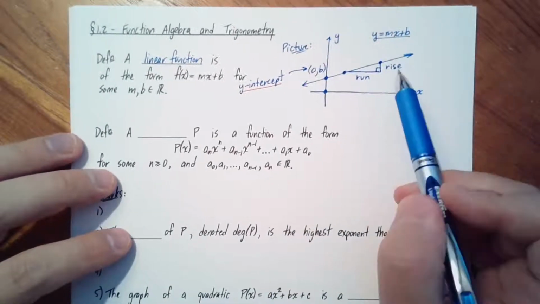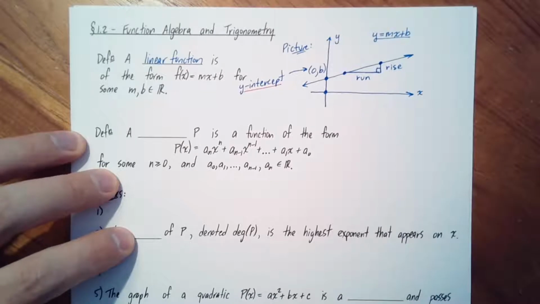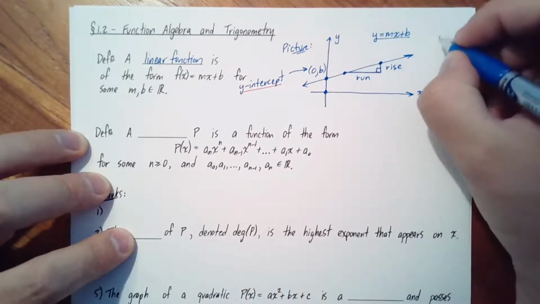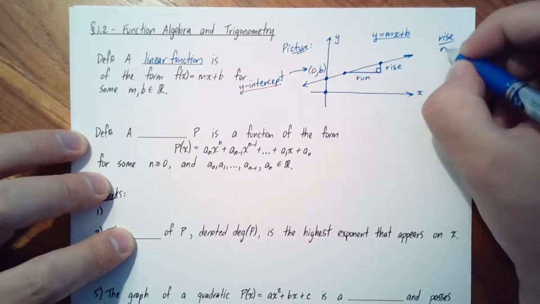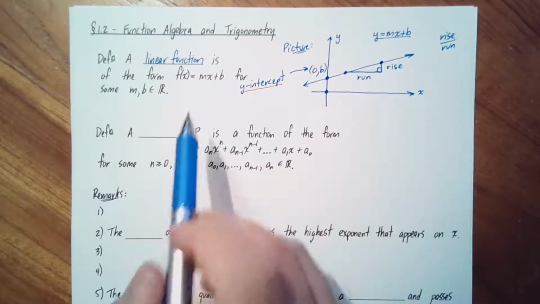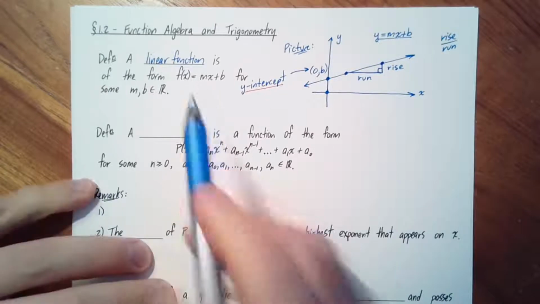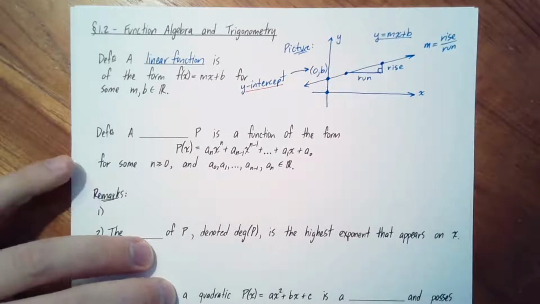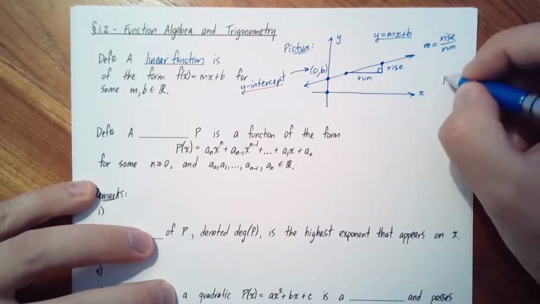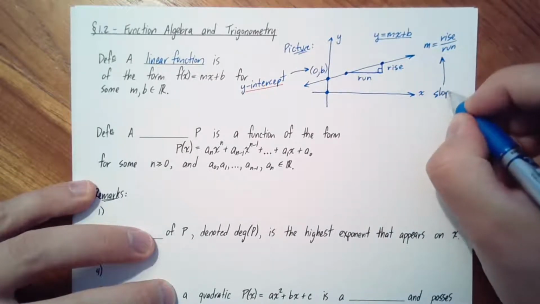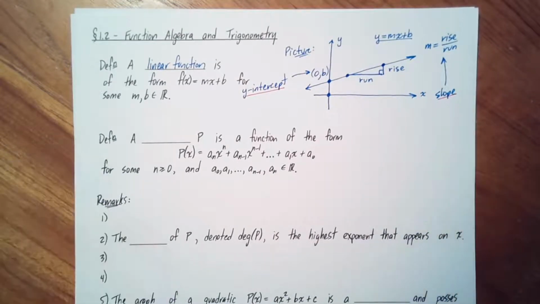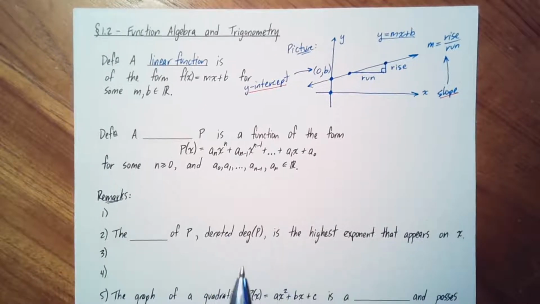I can consider the ratio of the rise divided by the run. And if I do that, let's do this right here. I'll go rise over run. And it turns out this is always going to be equal to this constant m, right? No matter which 2 points you pick. So actually we have m is equal to rise over run. And just a reminder, this is referred to as the slope. You can say it's the slope of the line, or you can say it's the slope of the linear function. They're both perfectly fine.